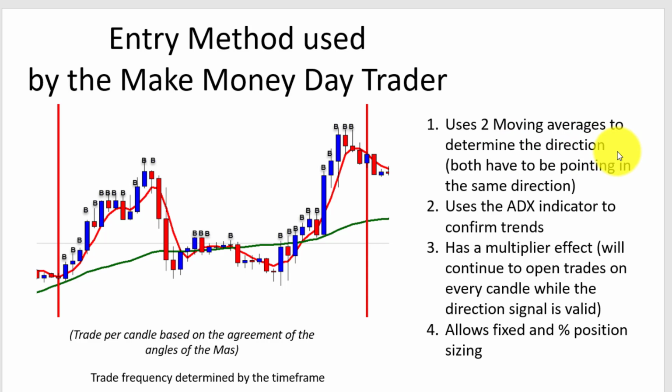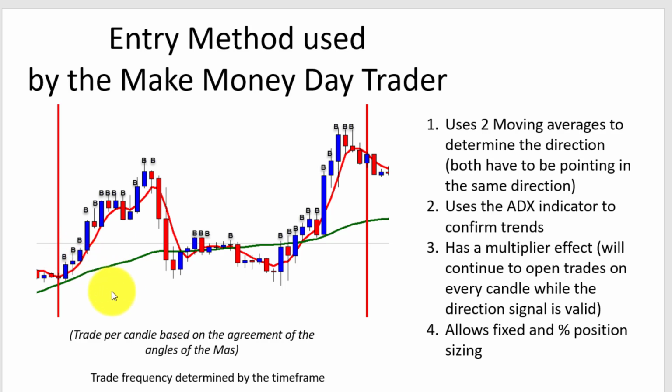Both moving averages have to be pointing in the same direction for it to trade. So in the example here, you can see that green one, which is a slow moving average, and the fast one, which is the red one, are both pointing up, which means it can now trade. And because they're pointing up, it is a buy signal.